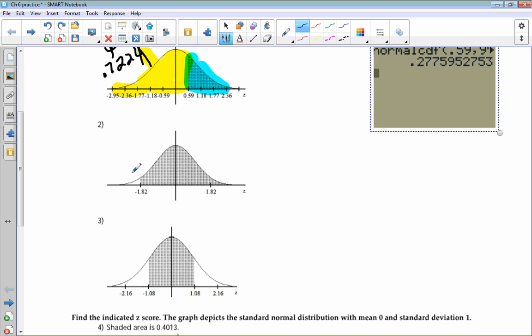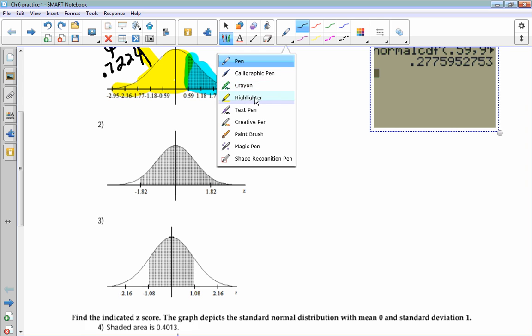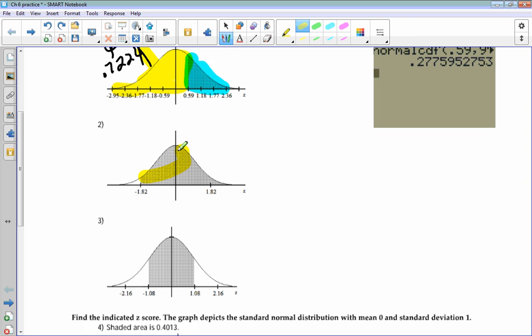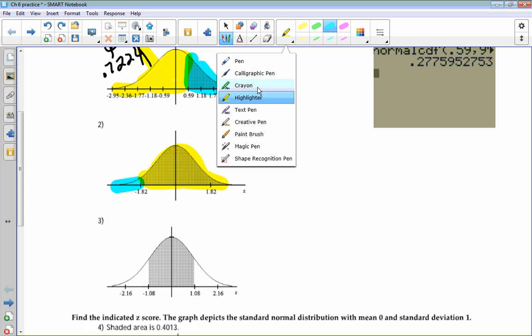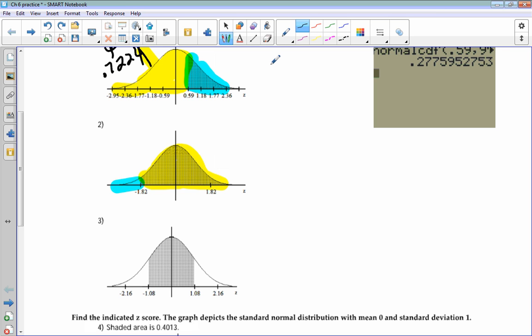So looking at the next one, I want to find the area of the curve between negative 1.82 and the end of the curve. So let's, a couple ways that we can do that. I want this area that's shaded here in yellow. That's what I'm looking for. When I go to my table, again, I'm just going to get this area if I were to pull up a negative z-score. So we could do the negative z-score and find this little area, no problem.